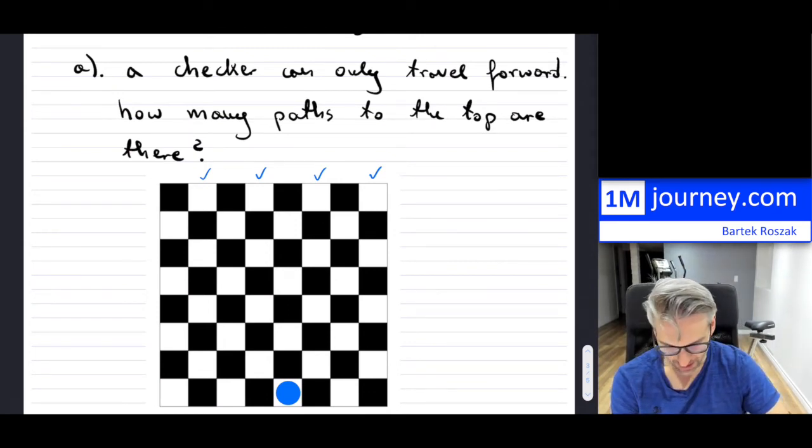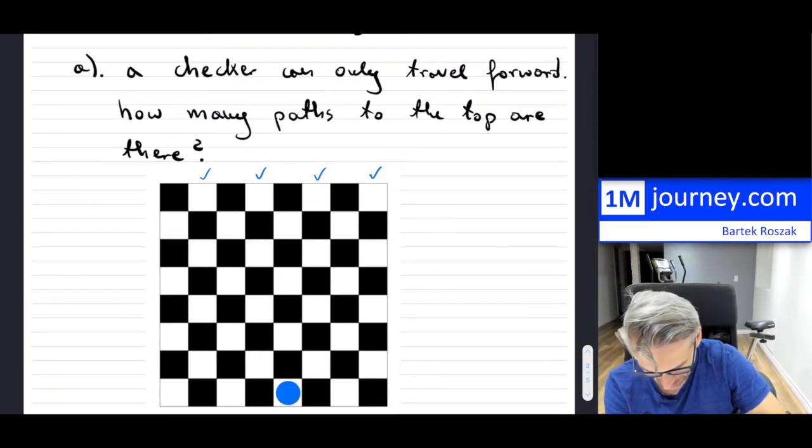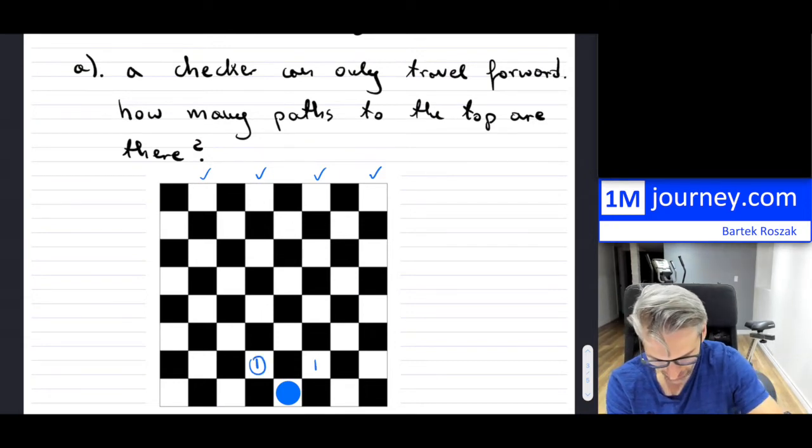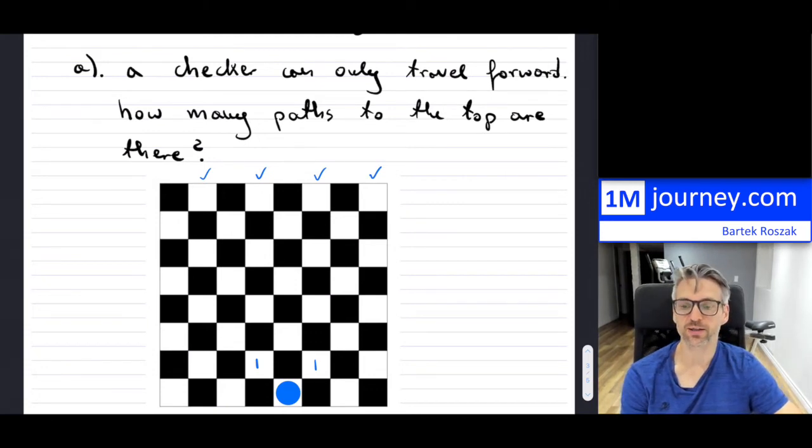Well, the way that you can do it is you can count the number of paths. So you can either go here. Now there's only one way to get here and one way to get here. Maybe I'll remove that circle so that you can see the number. So that would have been 1, 1.